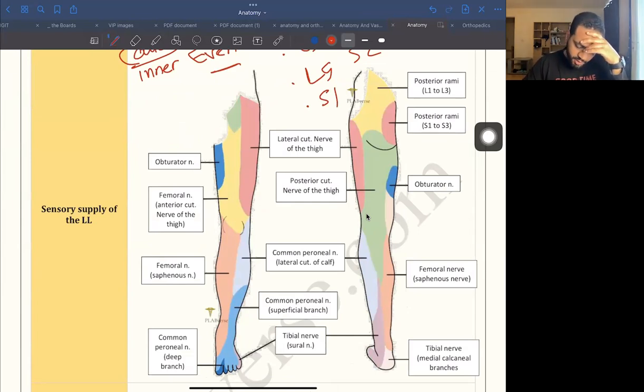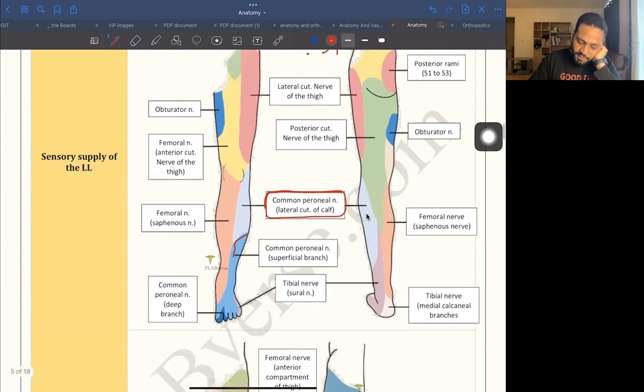So remember, we mentioned the lateral end of the neck of the fibula, right? The common peroneal nerve gives branches here, and then it gives a superficial branch, which is right there as well. So we're basically talking about the outer surface. The common peroneal nerve supplies basically all of the leg.